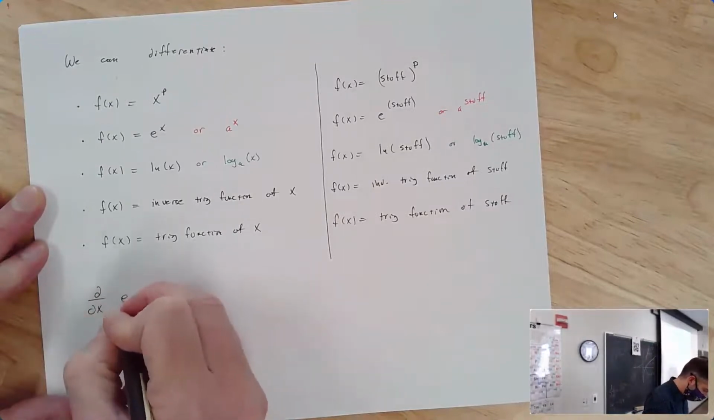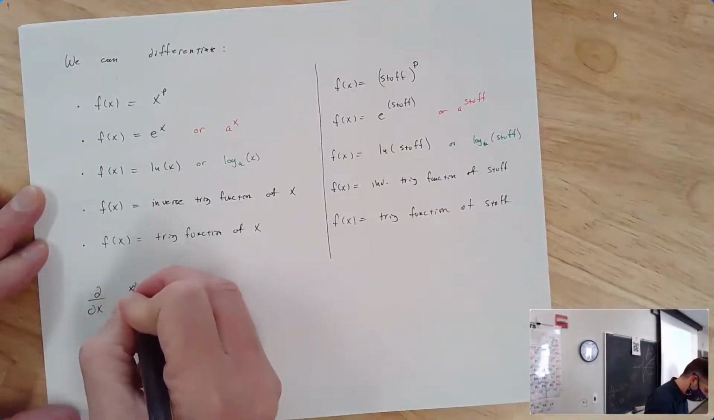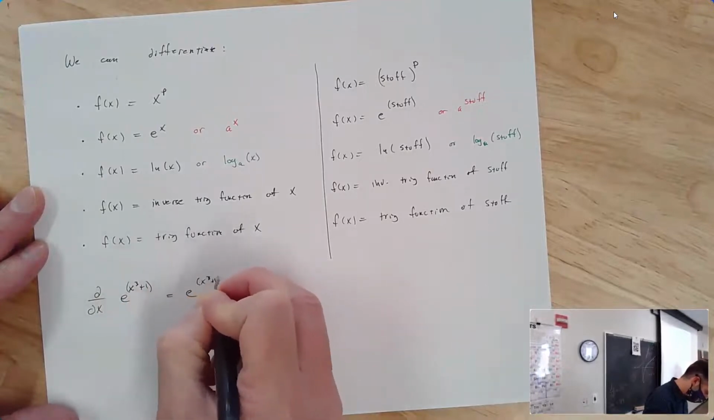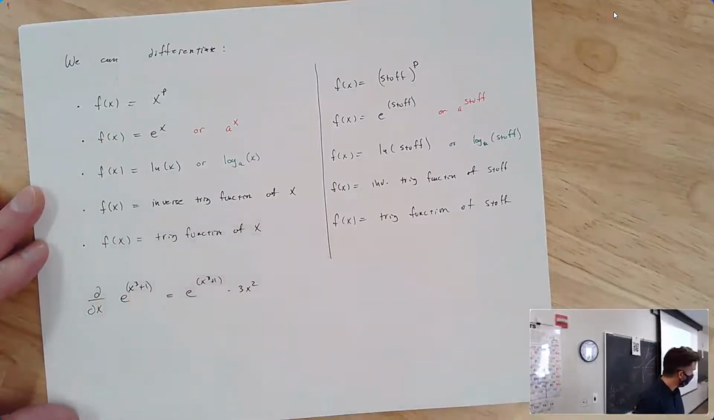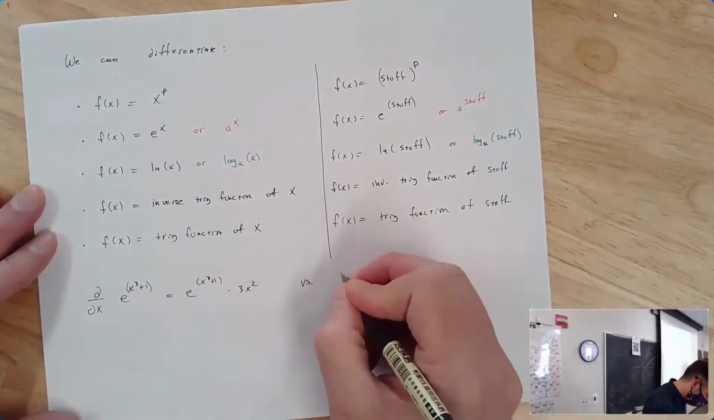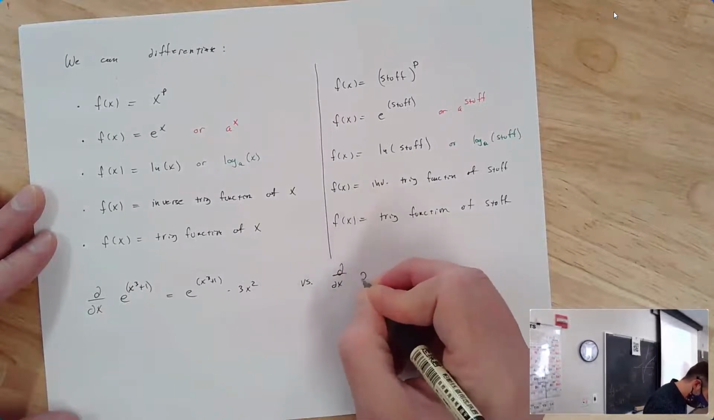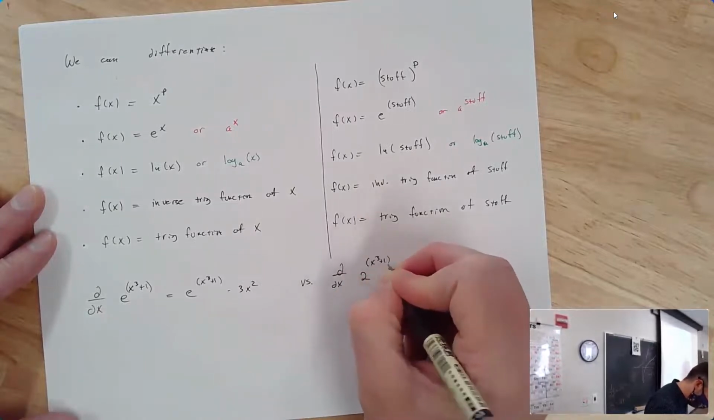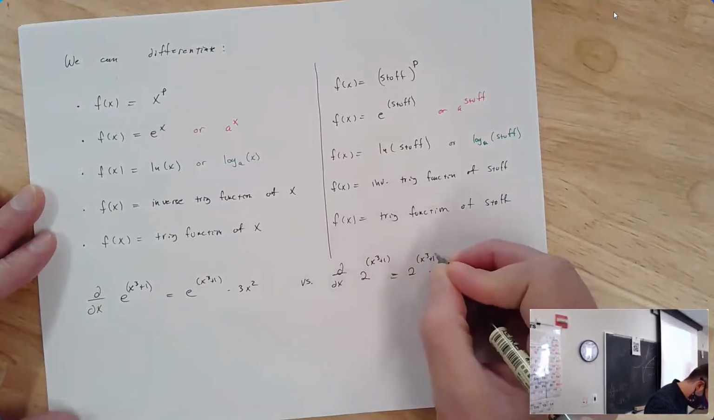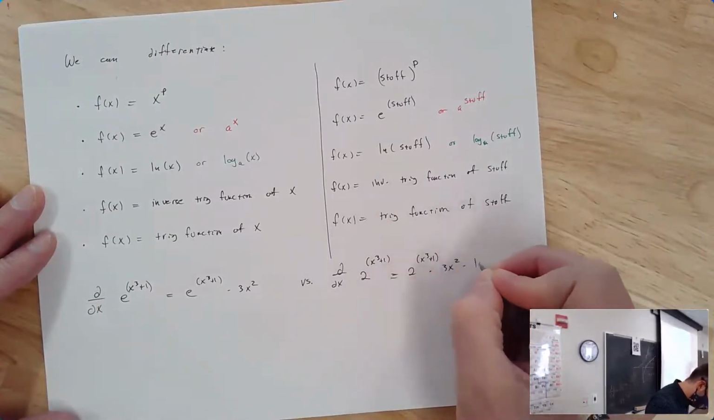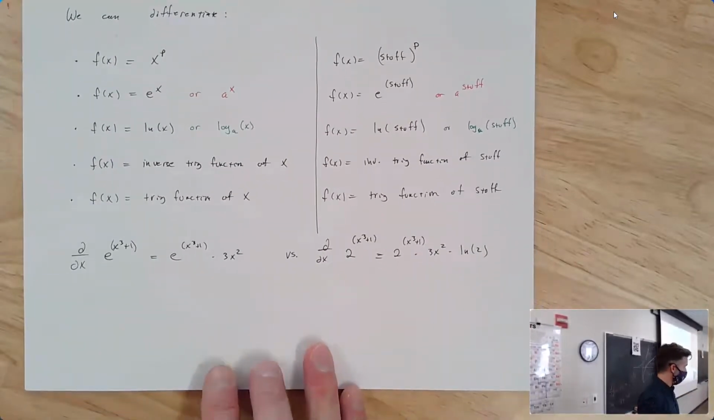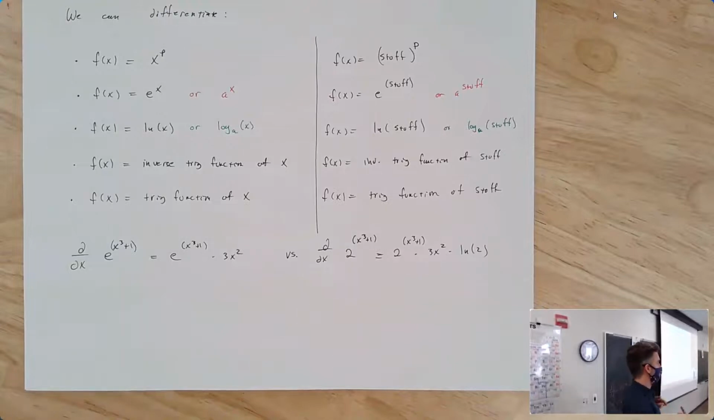The derivative of e to the x cubed plus 1 is e to the x cubed plus 1 times 3x squared. Versus the derivative of 2 to the x cubed plus 1 is 2 to the x cubed plus 1 times 3x squared times the natural log of 2. That's the difference: when your base isn't e, you end up multiplying by the natural log of that base.